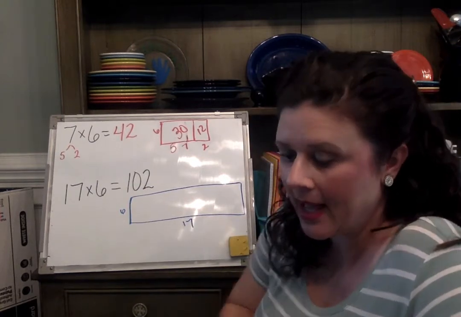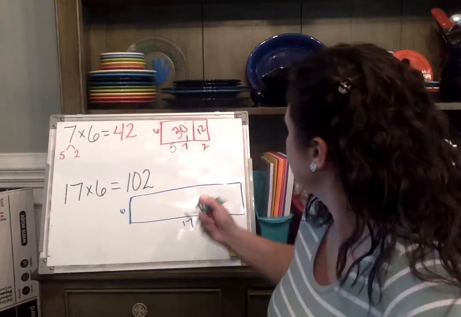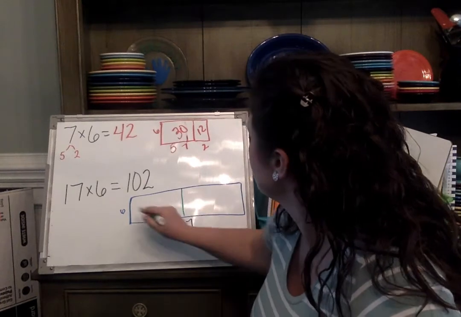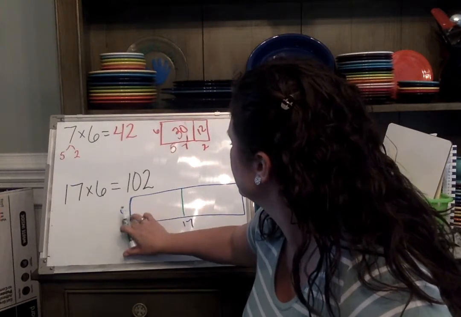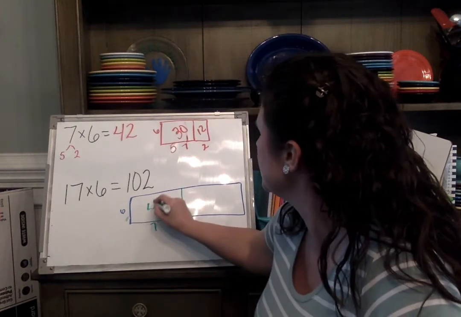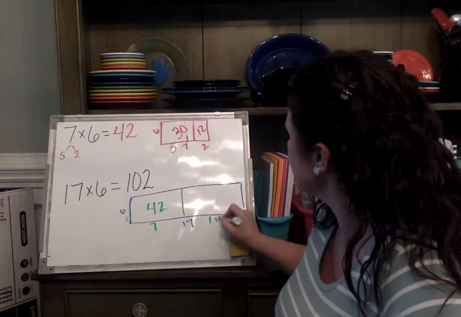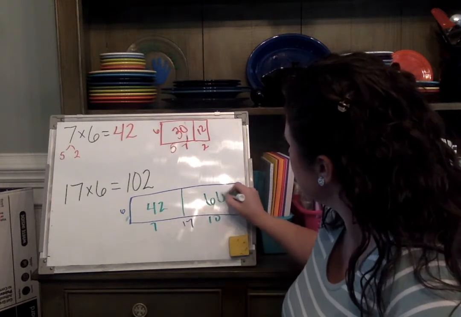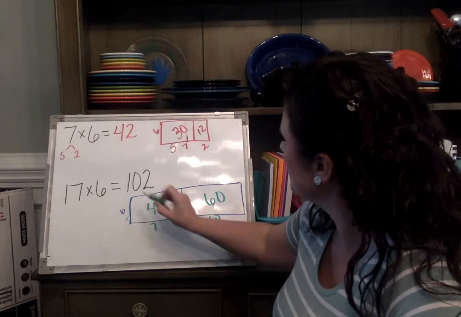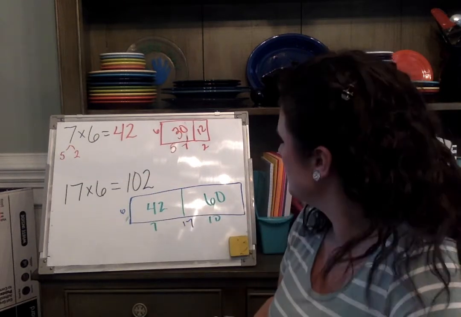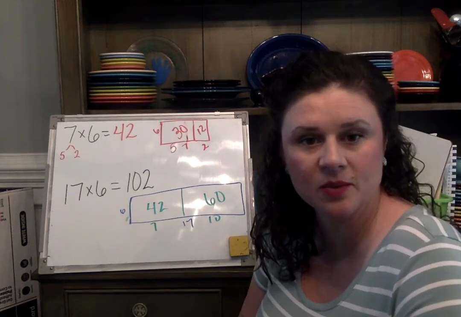Okay. I already know 6 by 7 is 42. 6 times 10 is 60. 60 and 40 make 100, plus 2 more is 102.